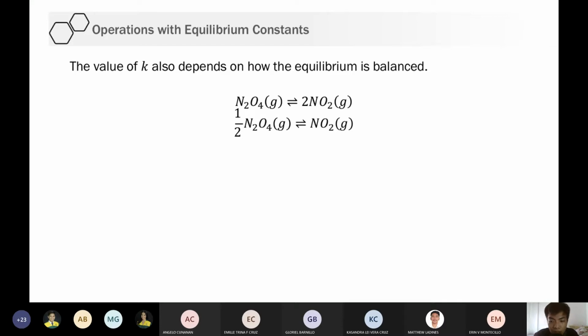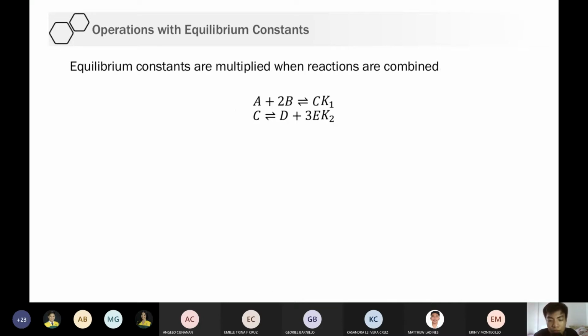Suppose you multiply the equation by 2, then your K will be squared. If you multiply the equation by 3, your K will be cubed. If you divide the equation by 2, you get the square root of your K. And then if you divide the equation by 3, you get the cube root of your K. Okay? So depending on how you balance the equation, may corresponding change yan sa K natin. Okay? And also, when you combine equations, we multiply the equilibrium constants. No? I-multiply mo lang sila.